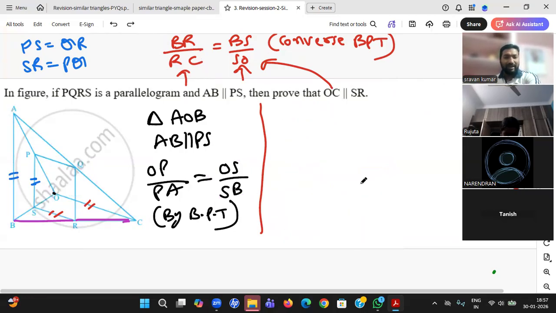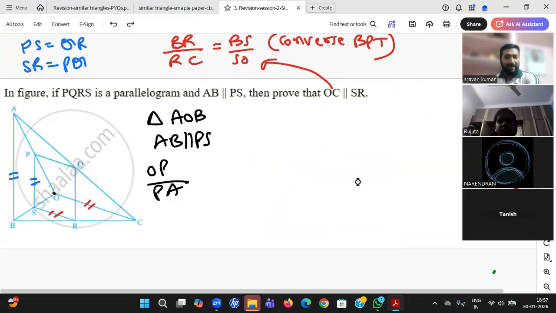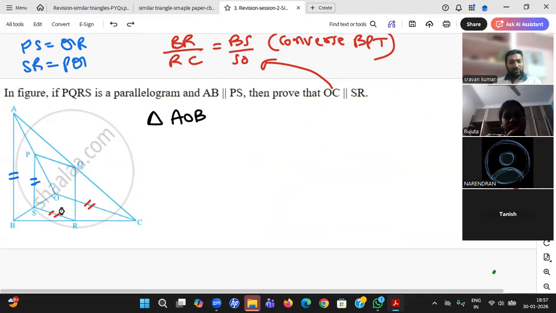Okay, so I'm doing it again from the first. I failed to take the help of BPT to prove this. So let me take similarity. What is similarity? I want to bring these two, BS by OS, together. BPT has failed, but can you take similarity?